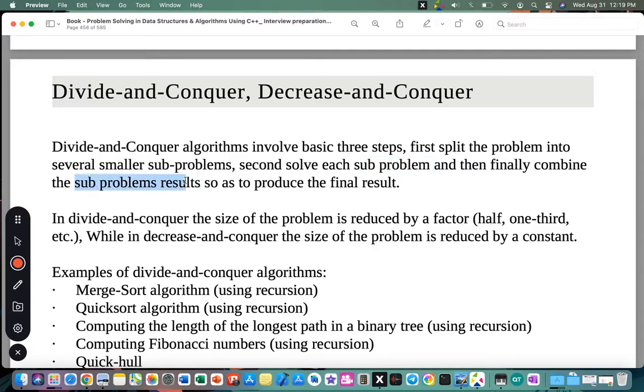Combine the results so as to produce the final result. So make the big problem into smaller problems and try to solve each single one, then put them all together again.